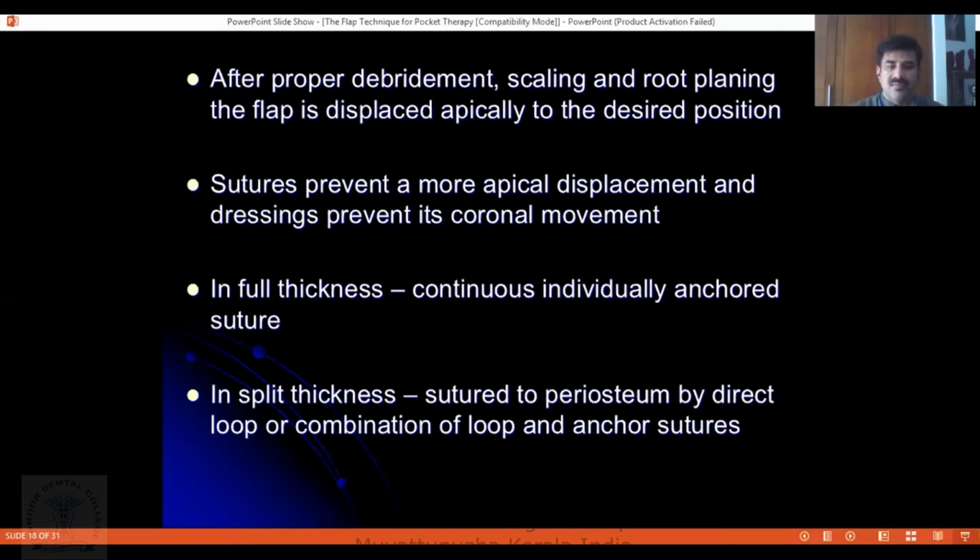Now, if it is a full thickness flap, you can put a continuous individually anchored suture. But in the case of a split thickness flap, you have underlying periosteum beneath it, so you just have to give a periosteal anchor suture into the periosteum.